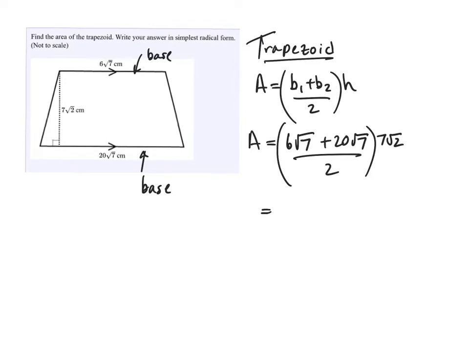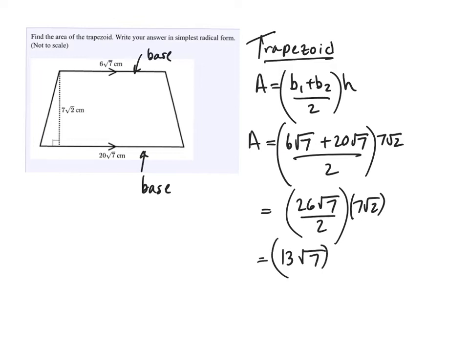Well, 6 root 7 plus 20 root 7 is 26 root 7, divided by 2, times 7 root 2. So this is 13 root 7 times 7 root 2. And 13 times 7 is 91. So 91 root 14.